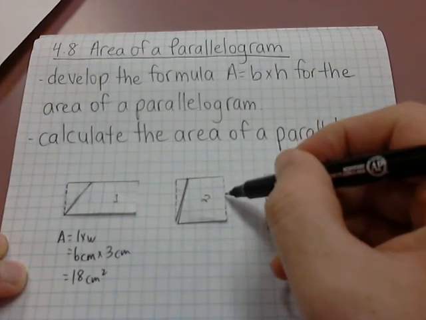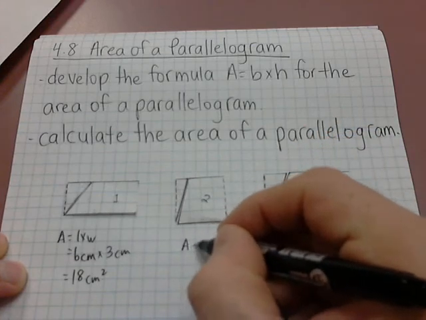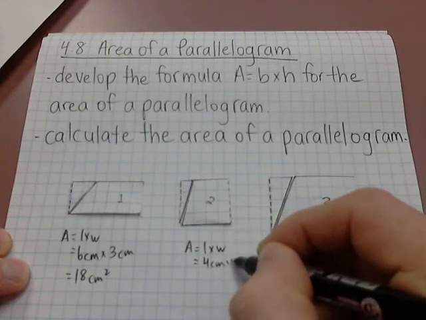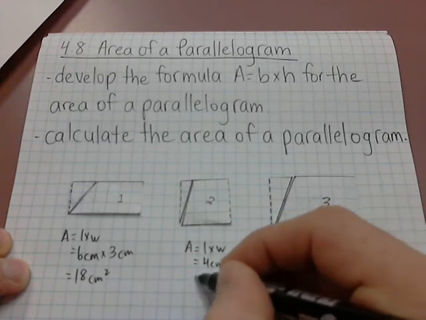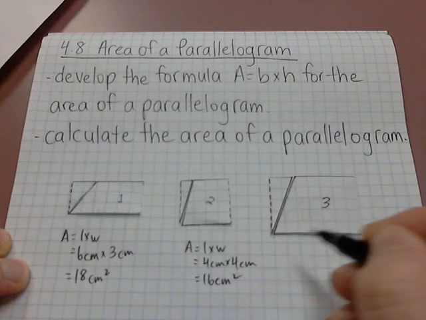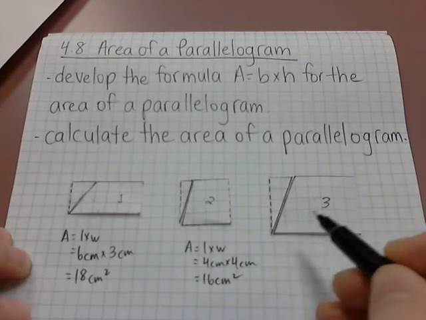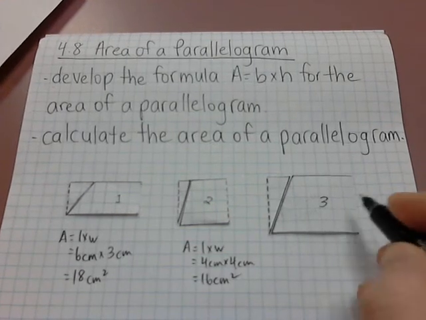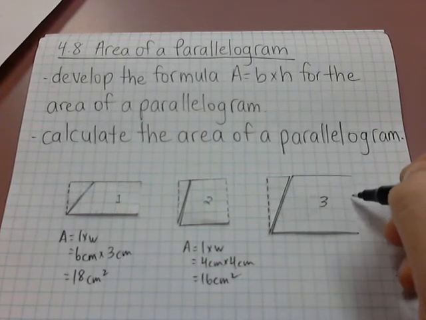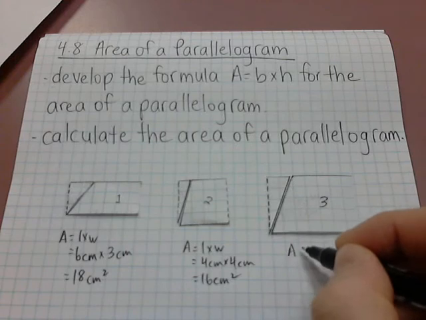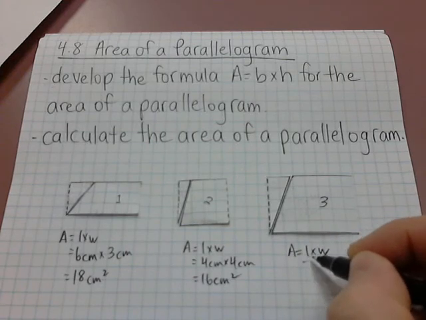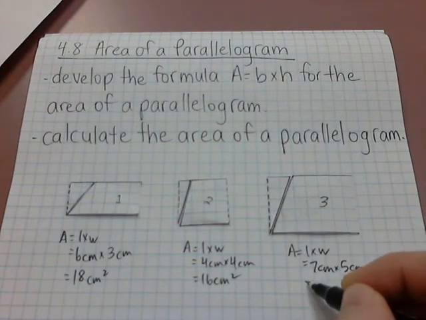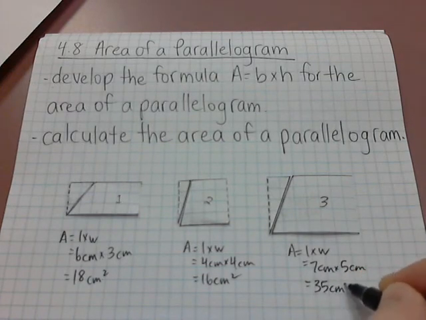Now again, with number 2, the length is 1, 2, 3, 4. The width is 1, 2, 3, 4. So I'm actually working with a square here. So again, L times W, which is 4 centimeters times 4 centimeters, which equals 16 centimeters squared. And again, number 3, same thing. It's a rectangle. It's 7 long and 5 high. So its area equals length times width, and it's 7 centimeters times 5 centimeters, which equals 35 centimeters squared.